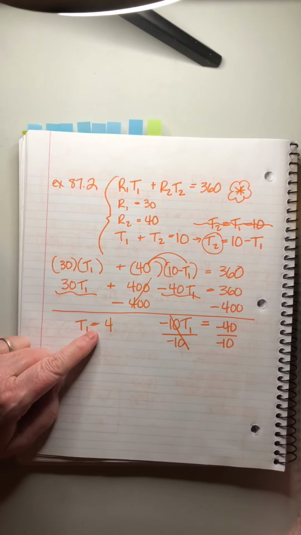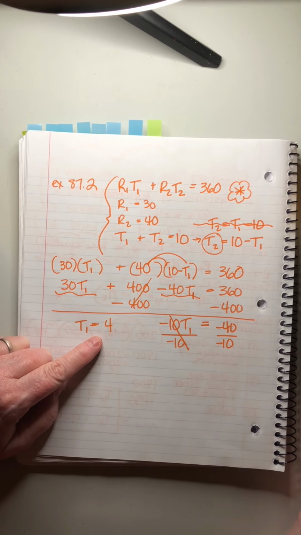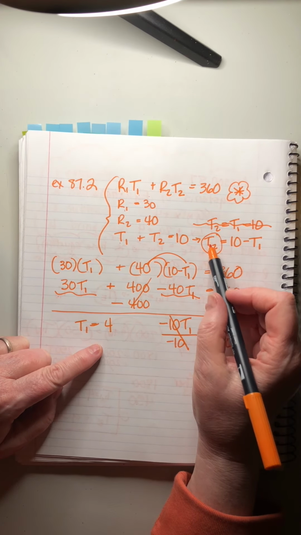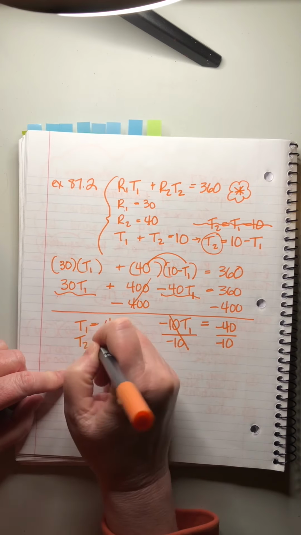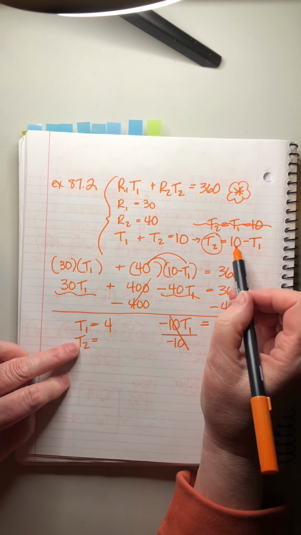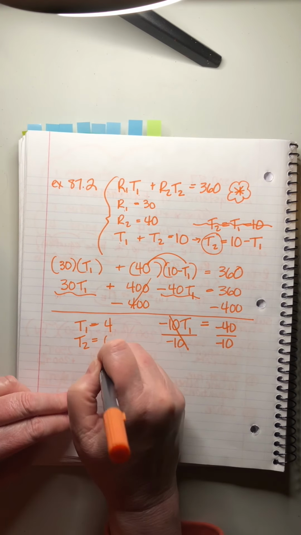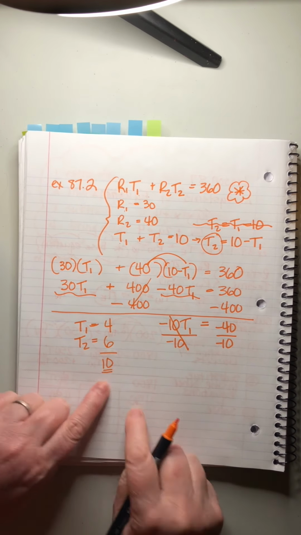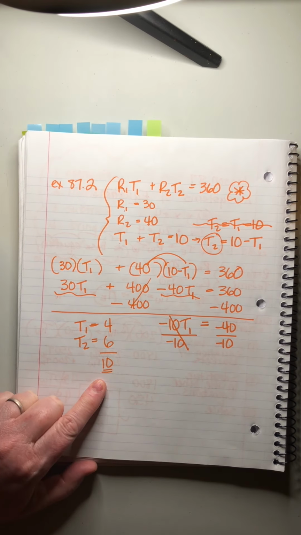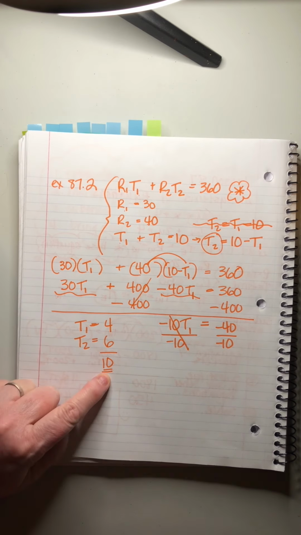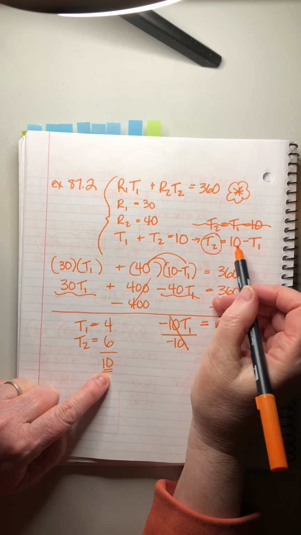So T1 equals 4. And then we see right up here that T2, which is the other thing we're supposed to find, is 10 minus T1. So I'm just going to do this, and just to show how I did my work, I'm going to write that 10 underneath. Do you see how that kind of validates how I got this right?